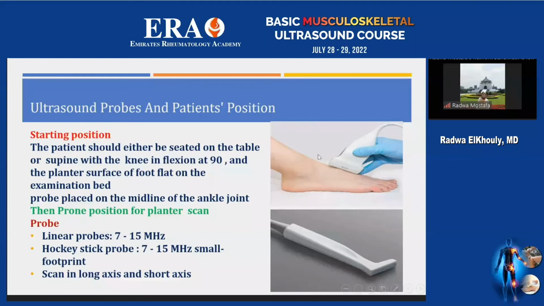We start with our probe in a long axis in the mid view of the ankle joint. We usually use a linear probe for the ankle and the foot, with a wide frequency from 7 to 15 megahertz, and a high frequency is better for details and superficial scanning. We can use a hockey stick probe for a small footprint, in a long axis and a short axis as usual.